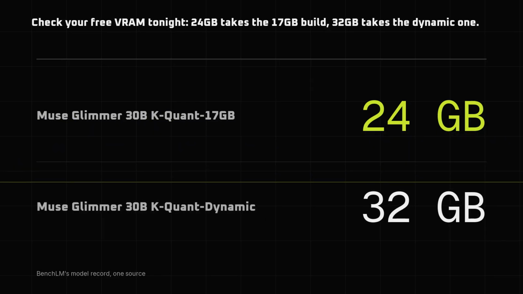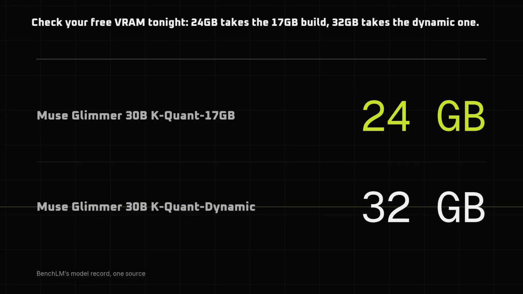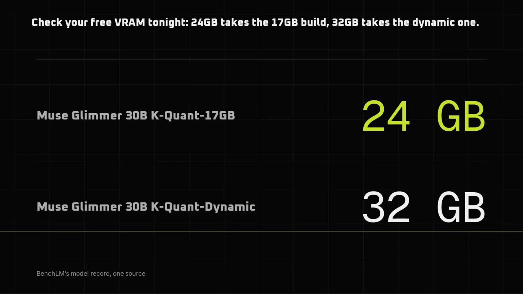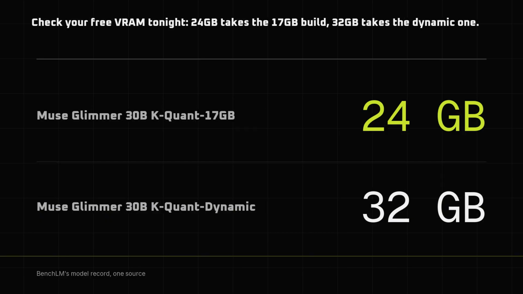Open your GPU monitor, read the free memory, and start the pull tonight. The weights are Apache 2.0, so the only thing it costs you is the disk.